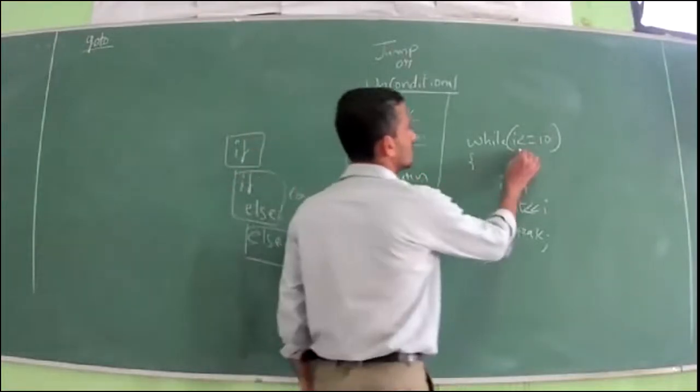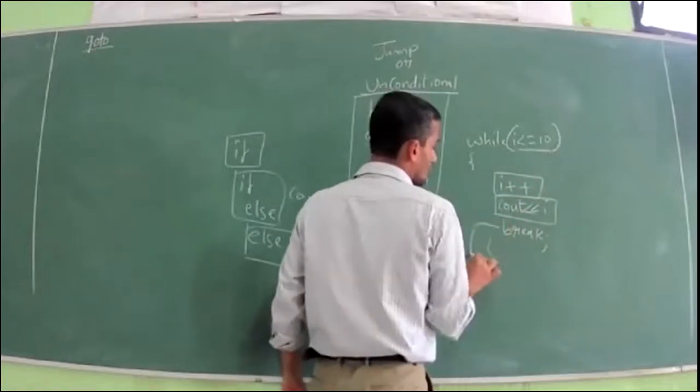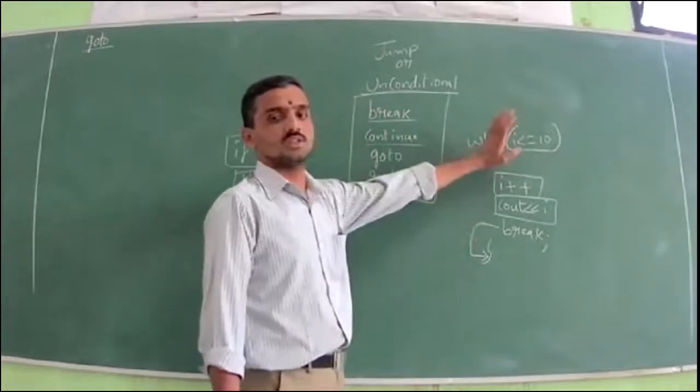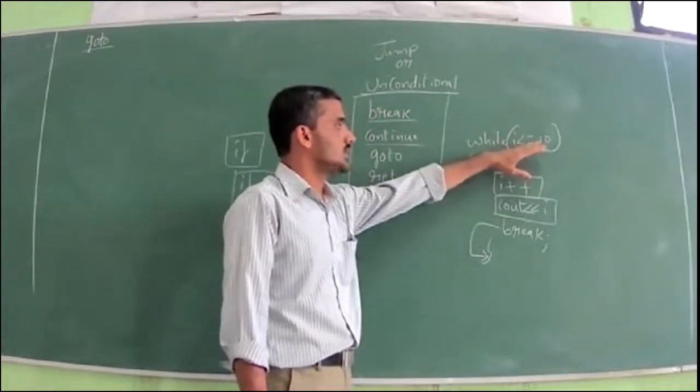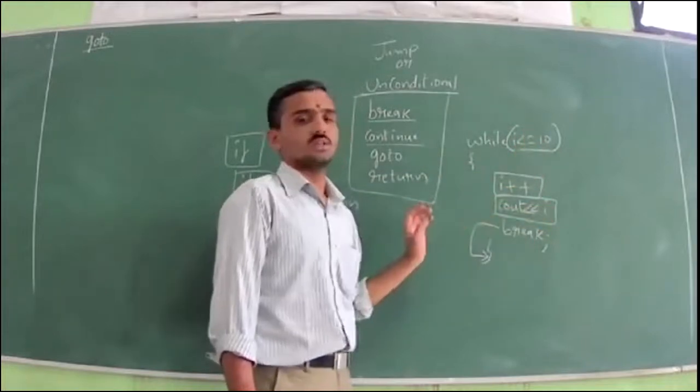So what happens? You check the condition. I plus plus, I value will be increased. I value will be printed. Next it will come out of the loop, just coming out of the loop without checking the condition again. Even though this condition is still true, it will not continue. That means this will not execute many times, only one time it is executed.